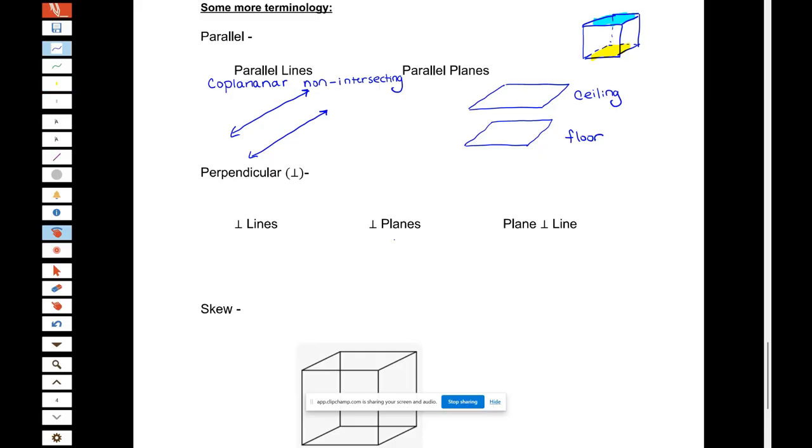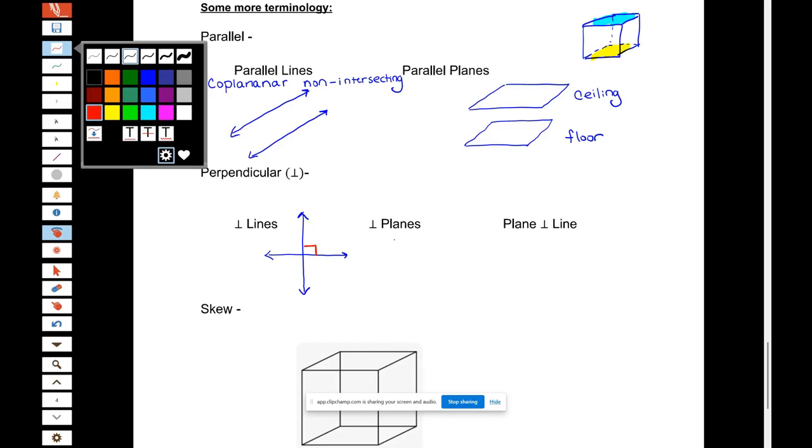All right, let's look at perpendicular things. Perpendicular lines, you learned in Algebra 1, have opposite reciprocal slopes. Don't worry, we'll get around to that here. But they make a right angle. So perpendicular lines intersect to form a right angle, and we put that little box there to indicate it's a perfect 90-degree angle.